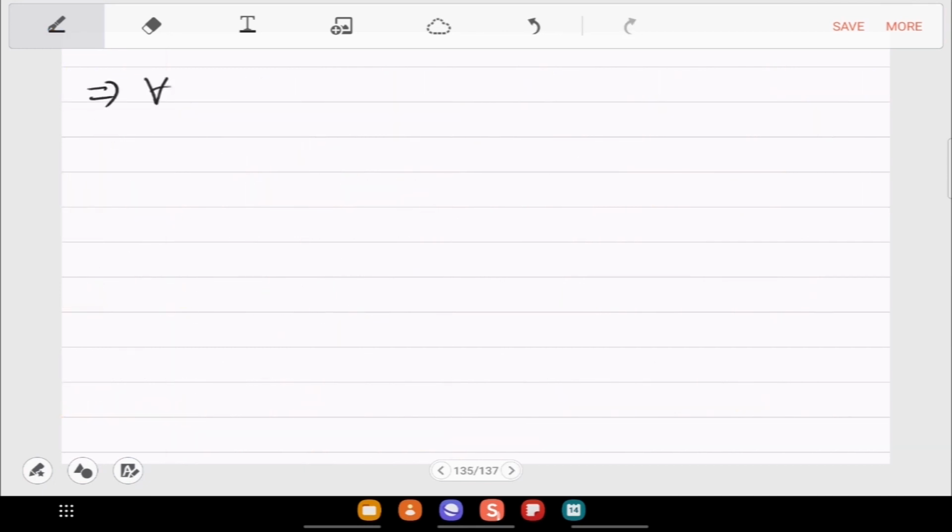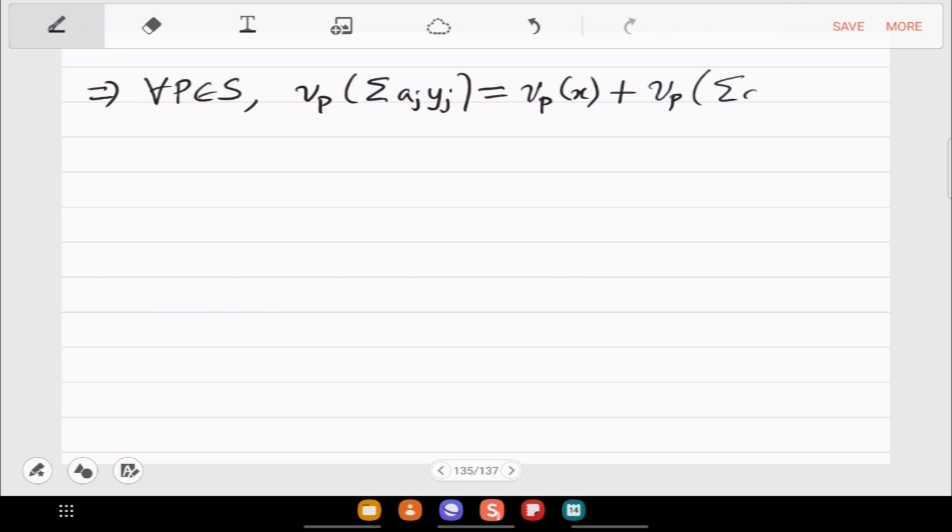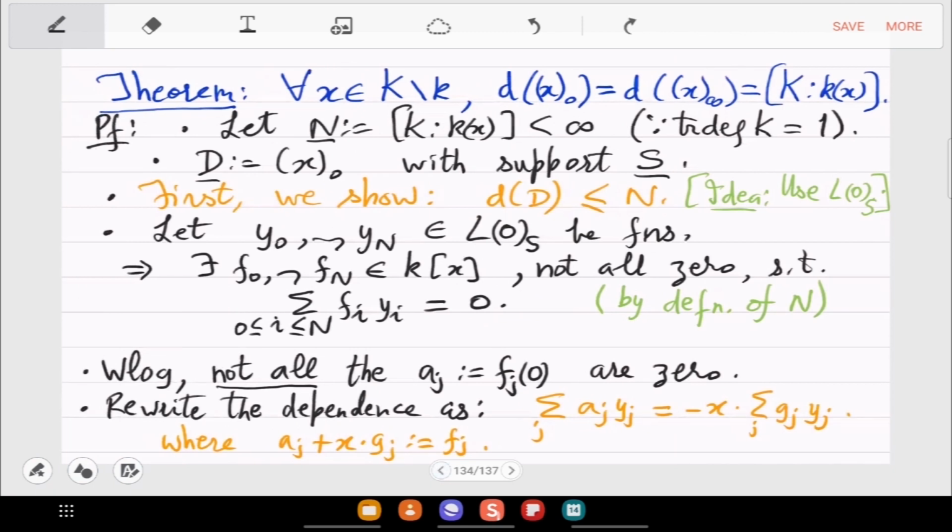So this implies that for all the points in S, the valuation of the left hand side, which is sigma a_j y_j, is equal to the valuation of x plus the valuation of sigma g_j y_j. Okay, this is just trivially applying valuation on both sides. Since you have x times something, valuation is additive on that.